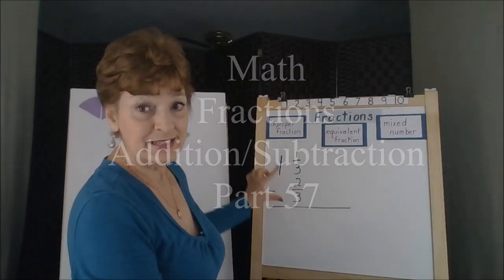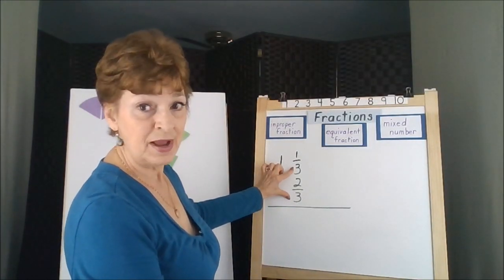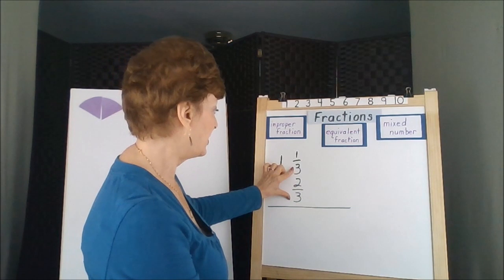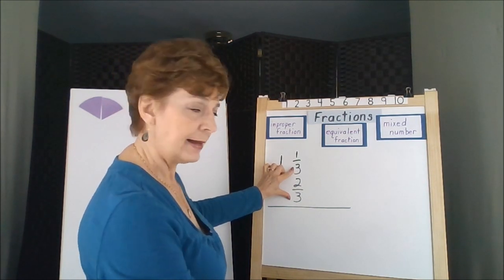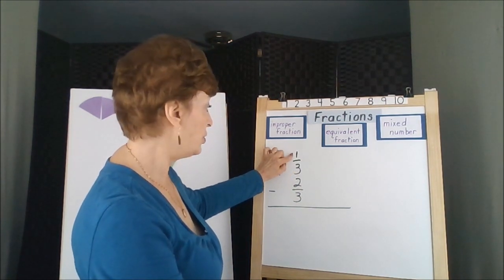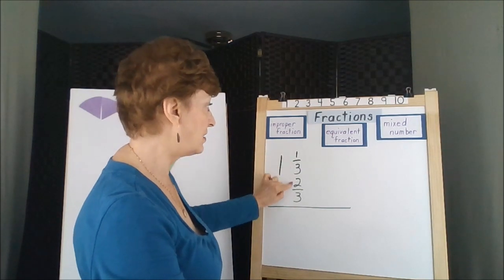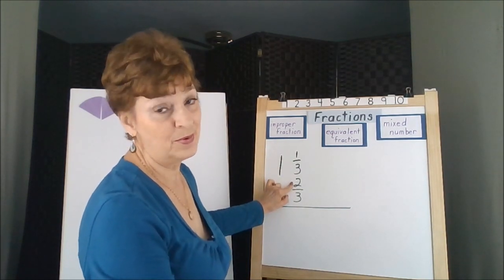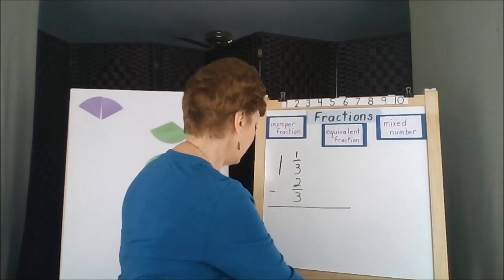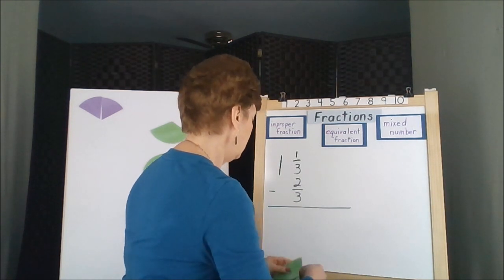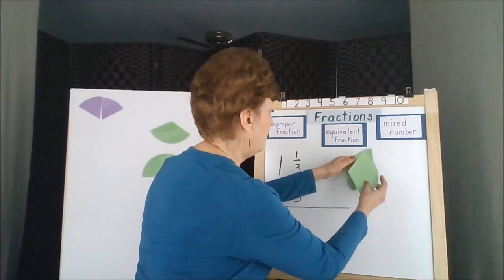In this problem, the denominators are the same number. That's good. We can just simply subtract. Except for the fact that the numerator 1 is too small to take away 2. We've got to rename. We've got to take our 1 and 1/3.